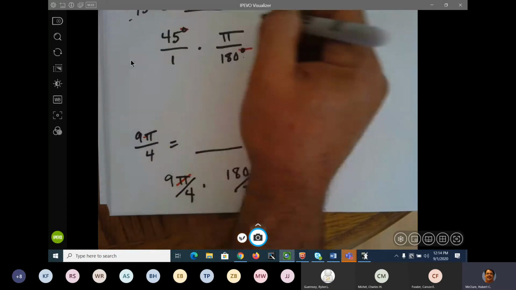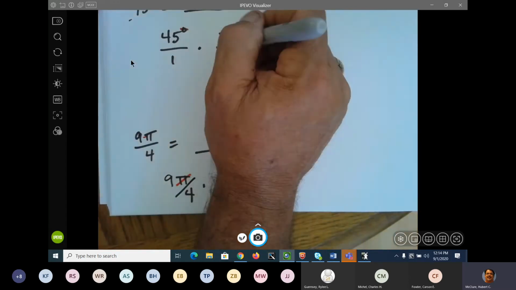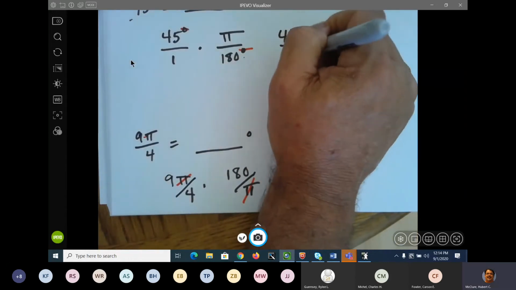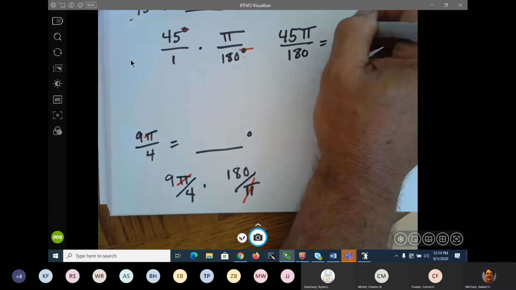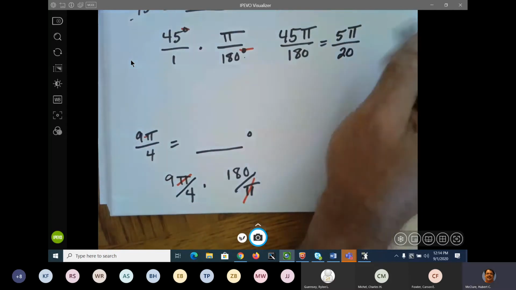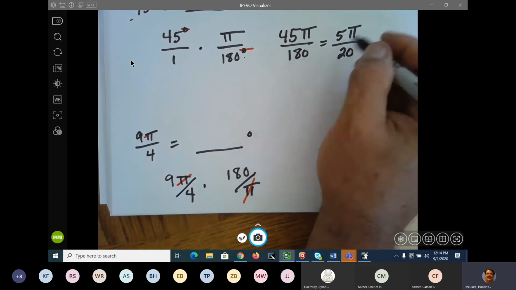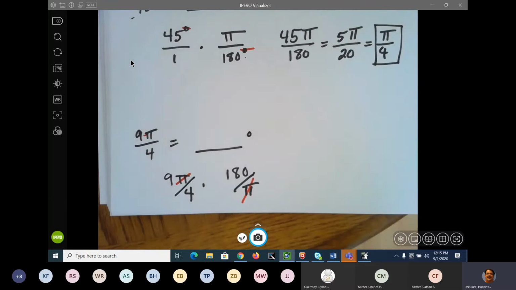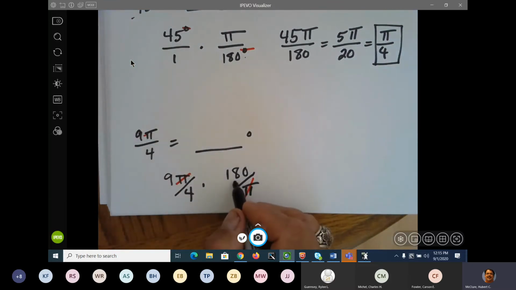So here, I'm going to get 45 pi over 180. And I know 9 will go into both of them. 5 pi over 20. And that's going to be pi over 4. And then this one is 4 will go into 180. 4 will go in there like 16. That'll be what, 4? 45. I'm thinking. I think that's 45.